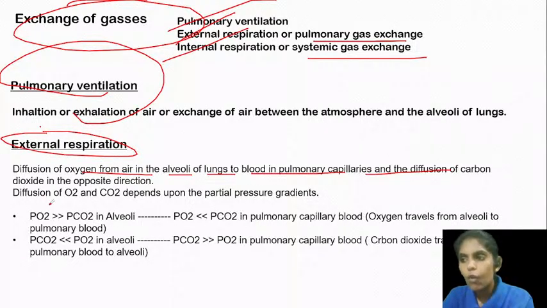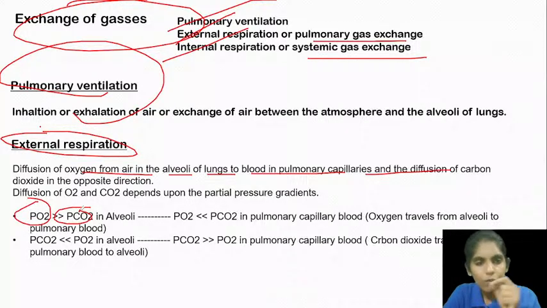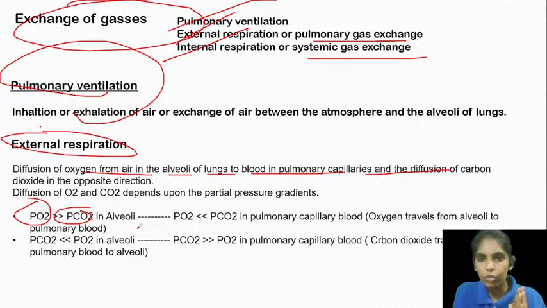So when the partial pressure of oxygen is more compared to the partial pressure of carbon dioxide, in the alveoli the partial pressure of oxygen is more. In other terms, you can say that the oxygen concentration in the alveoli will be more. Gases have a tendency to travel from an area of high pressure to low pressure. As the partial pressure of oxygen in the alveoli is more when compared to the partial pressure of oxygen in the blood circulation, the oxygen will travel from the alveoli to the blood circulation.